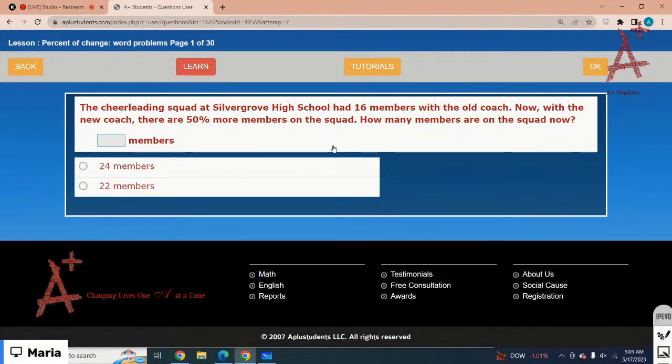50% more. That means you already have 16. 50% more of the 16: 50% of 16 means 8. So 16 plus 8 makes 24. That means now they are 24 members. Got it?